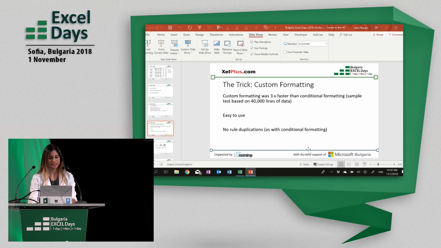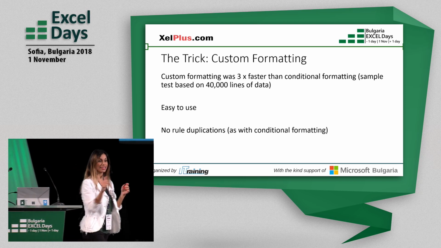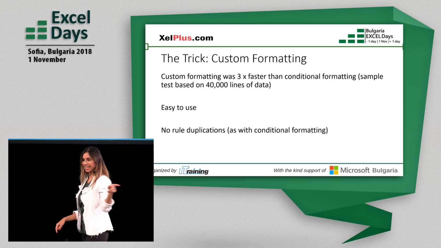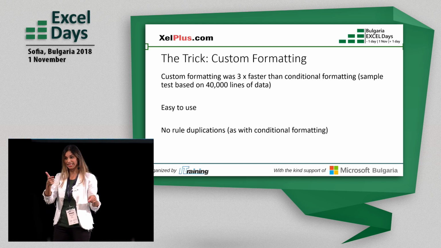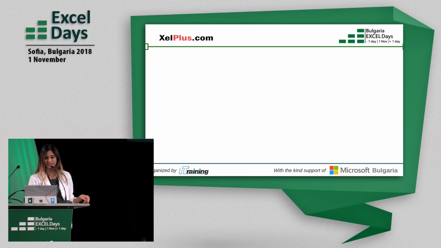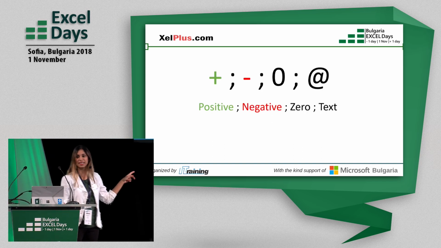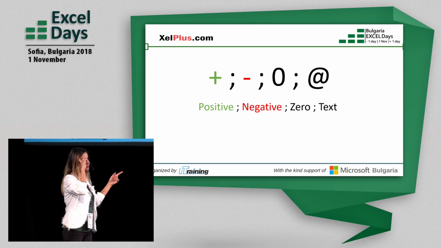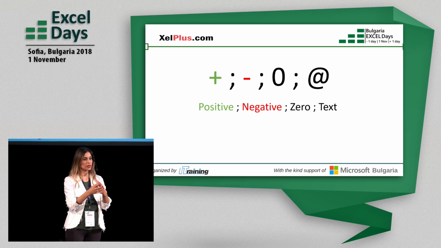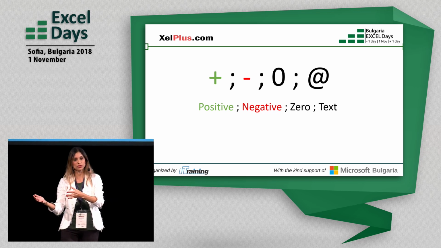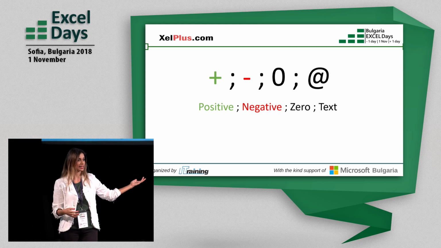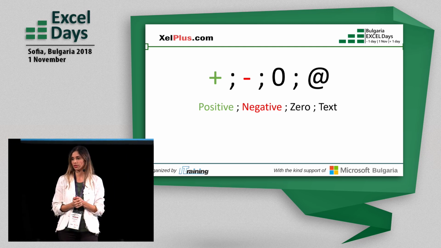Who knows the main rule behind custom formatting? Positive, negative, 0, text. Okay? You just have to memorize this. Positive, negative, 0, text. Because you can influence with this how you want your number to look. If it's positive, how do you want it to look? If it's negative, how do you want it to look? If it's a 0, how do you want it to look? You might want to hide it. And if it's a text, how do you want it to look.